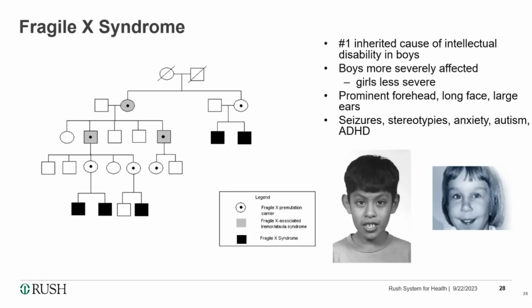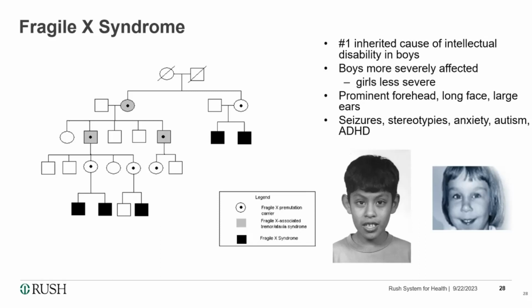Fragile X syndrome is the most common inherited cause of intellectual disability in boys. The boys are more severely affected than the girls, and they have this classic phenotype that you can see in the pictures of a prominent forehead, long face, large ears. They have seizures, they have stereotypies.